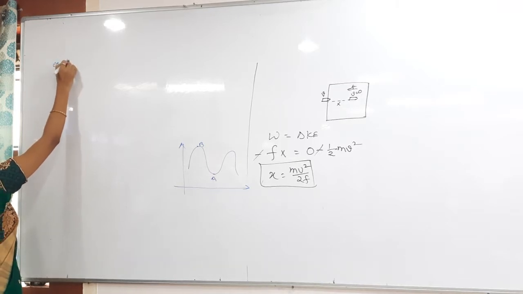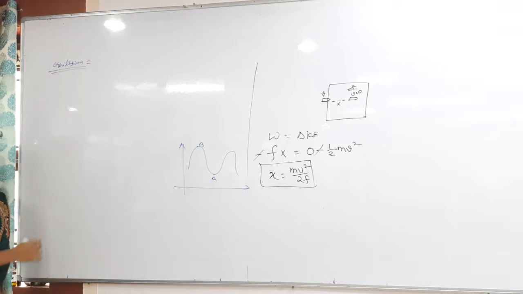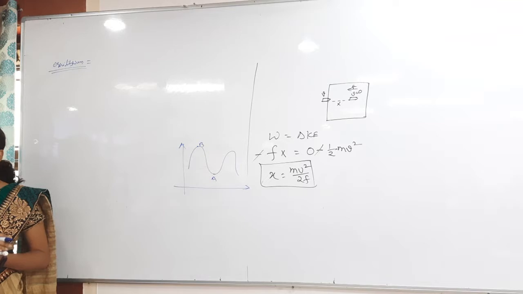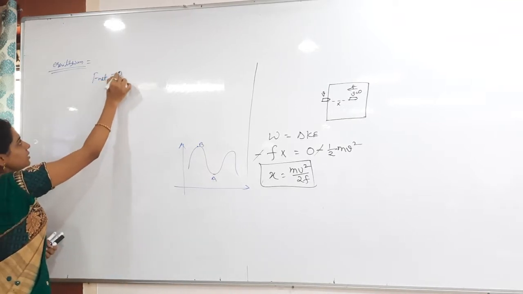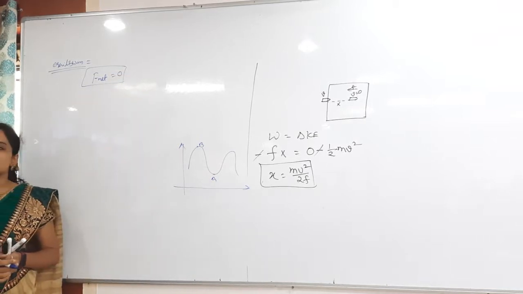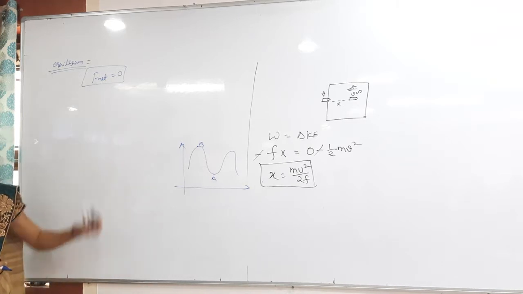Already we know that net force is equal to how much? 0, right? Whenever the net force is 0, at that time we can say that the body is in equilibrium. Now F net is equal to 0. Otherwise, if the body is either at rest or in uniform motion, at that time also we can say that the body is in equilibrium. Now F net is equal to 0.